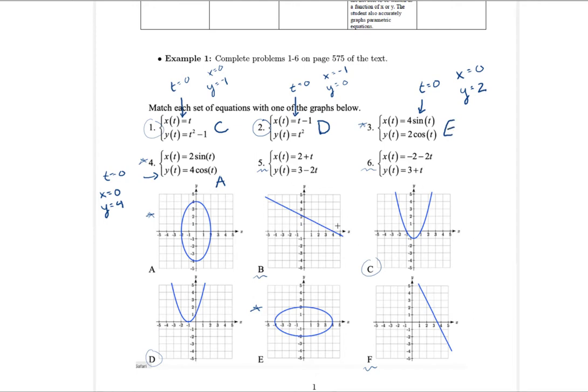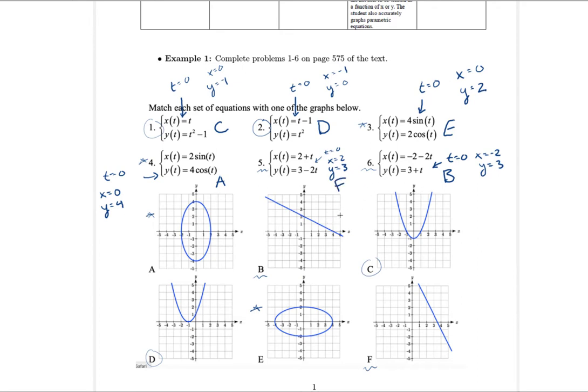And then lastly here with the lines, let's try the same idea. So with t equals 0, x equals 2, y equals 3. And here when t equals 0, we get x equals -2 and y equals 3. So this one does not have 2, 3, but it does have -2, 3. So I know that B goes over here. And then here, I do have the point 2, 3. So that means F goes with this one.